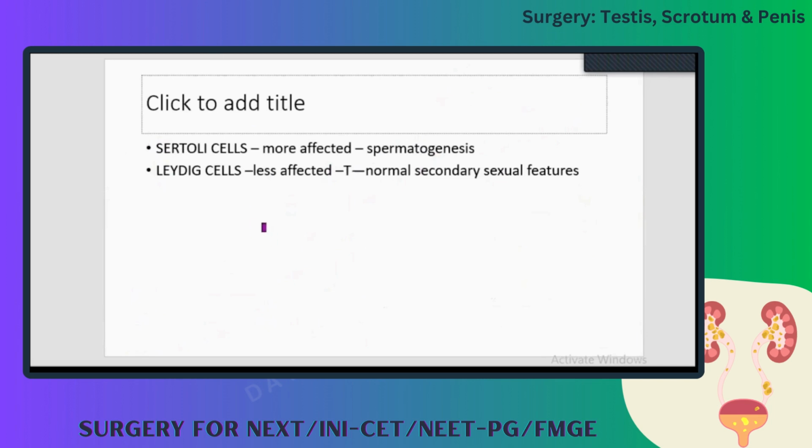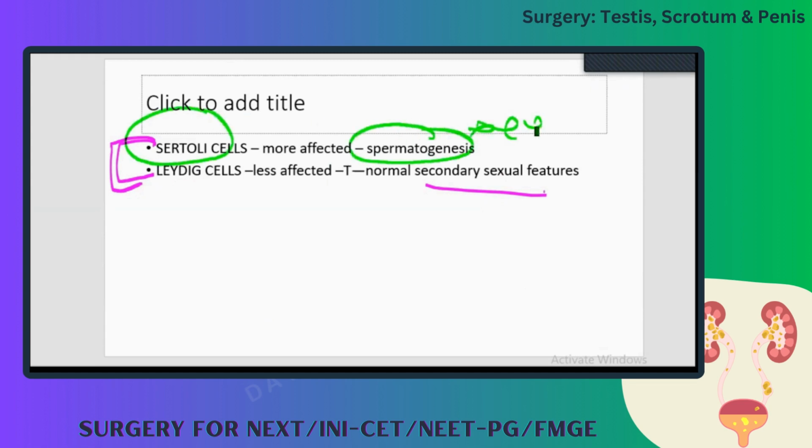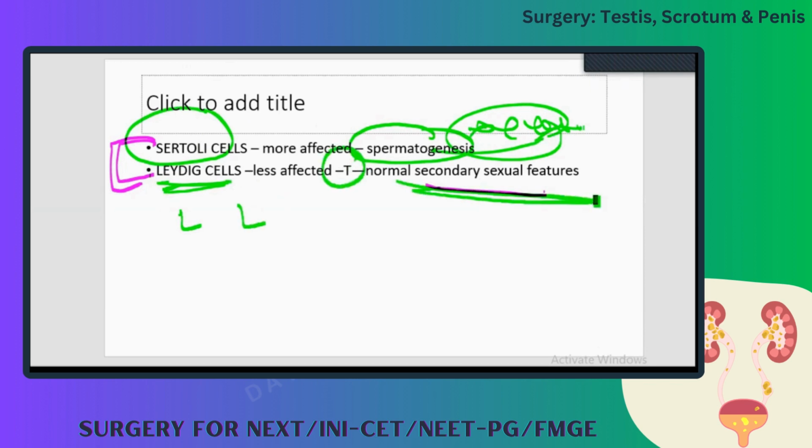Undescended testis people will have normal secondary sexual characters because in the testis there are Sertoli cells and Leydig cells. Heard about it, right? Sertoli cells are more affected, so spermatogenesis is hampered and the semen will be of poor quality. Whereas Leydig cells are not affected. Leydig cells, L for L, less affected. Testosterone is normal, so normal secondary sexual features will be there.